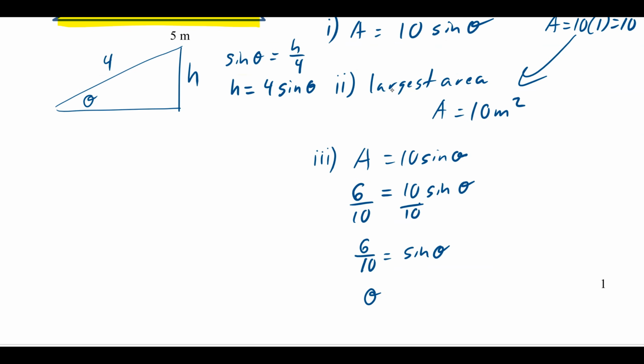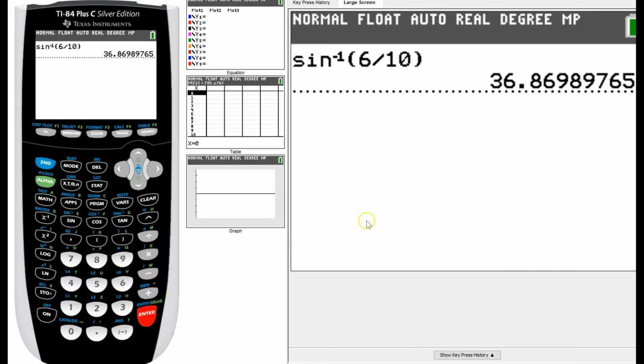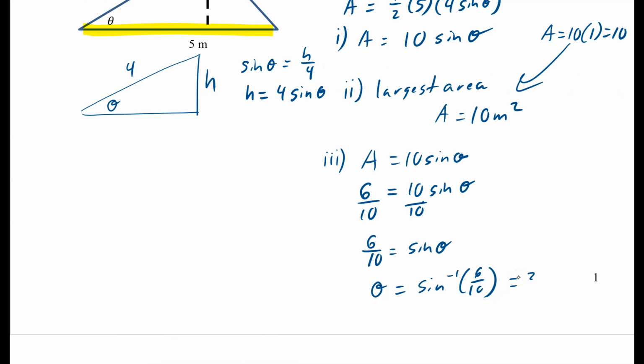And then we do our inverse. So theta is equal to sine inverse of 6/10. We'll plug that in our calculator. So inverse sine of 6/10, or 3/5. And we end up with 36.869. So this equals 36.869, so we'll make it 36.87 degrees.